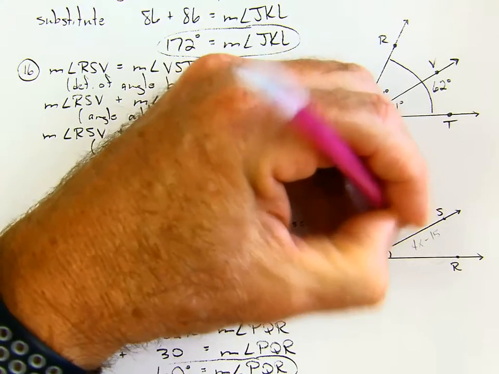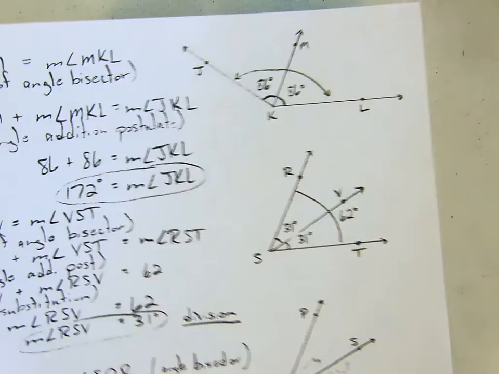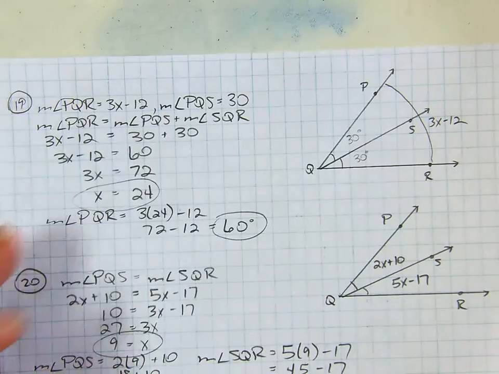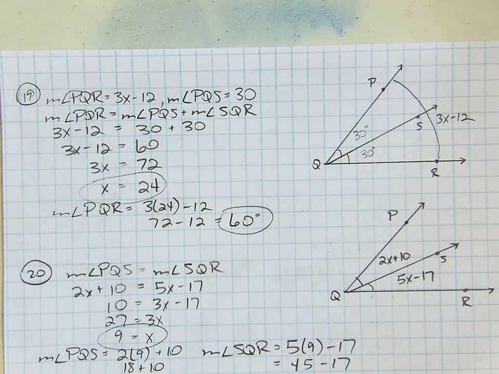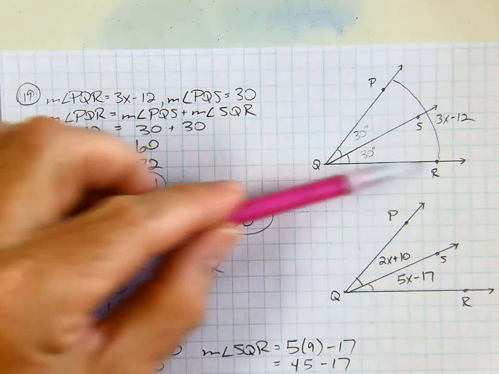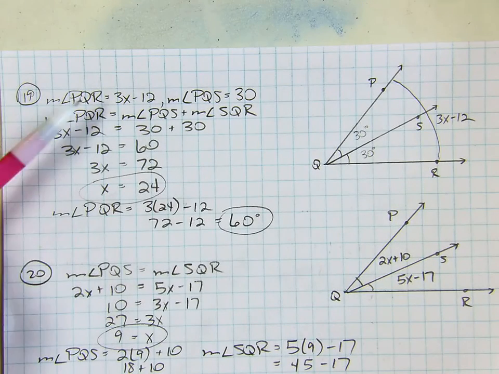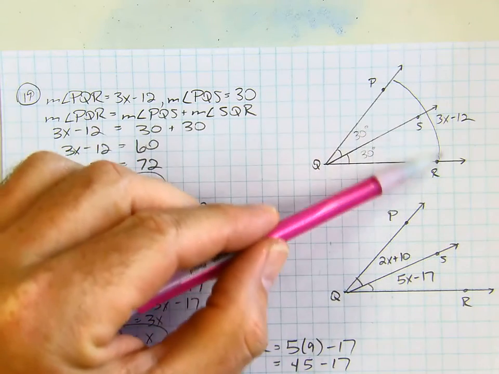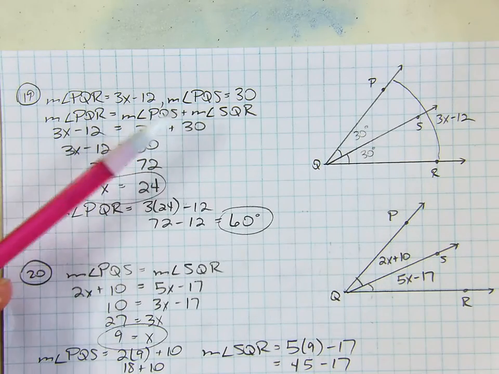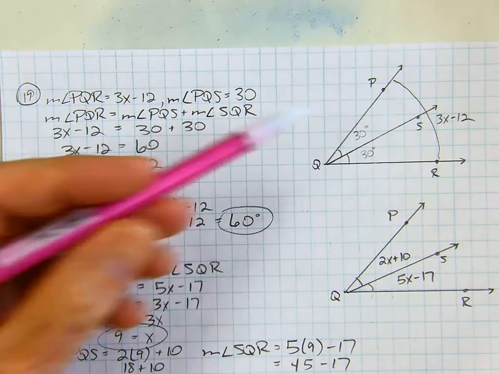Now 19 and 20 use really the same picture. I think I did that. I have it on another sheet here. I usually do them all on this graph paper, but I had to make copies so that I could scan them. But on number 19, same thing, QS bisecting PQR. They tell me that the measure of PQR, which is the whole angle, is 3x minus 12. And they tell me that the measure of PQS is 30. So PQS here is 30.